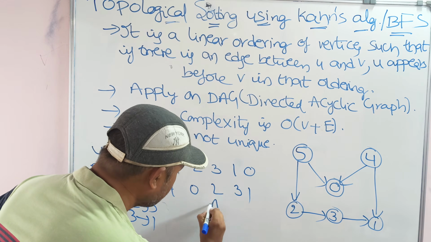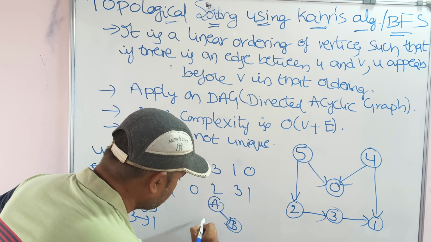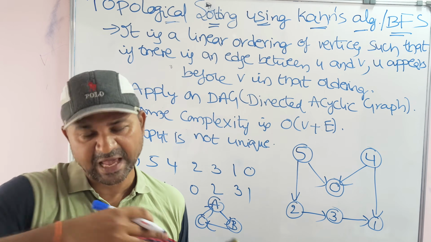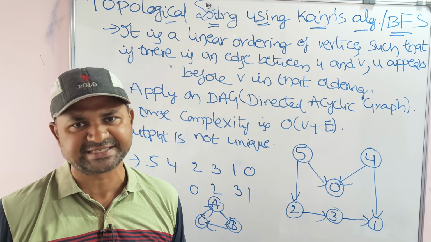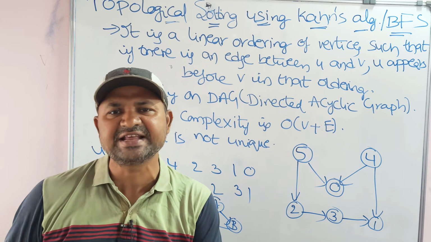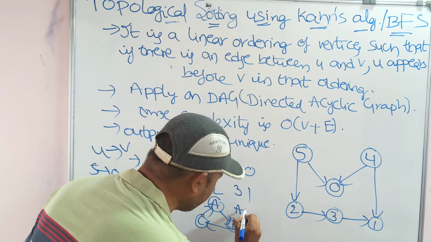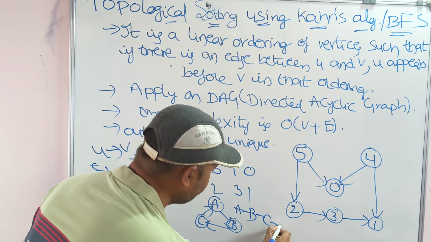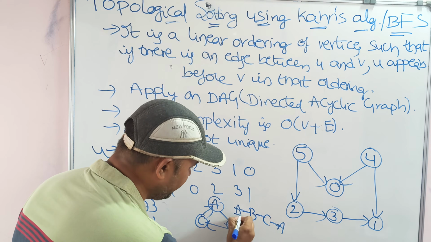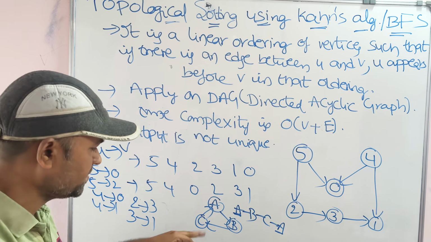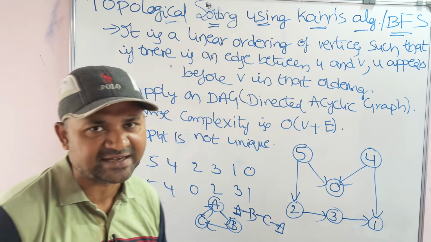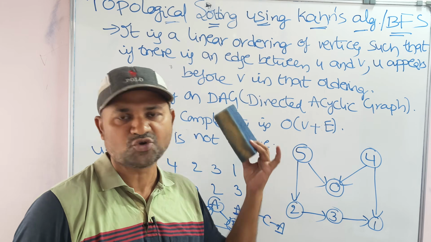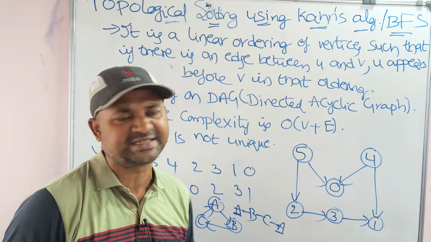If you see here, what is a cycle? A cycle means a path, a sequence of edges, where the source vertex and the destination vertex are the same. If we take this path, from A to B we have an edge, B to C we have an edge, C to A we have an edge. This is a path where the source vertex and the destination vertex are the same. So we can say that this graph contains a cycle. Whereas this graph doesn't contain any cycle, so we can apply topological sorting on this graph.